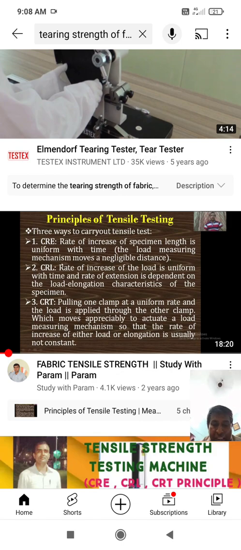tongue tear tester. So we have talked about in our book just 10 minutes back that there are two methods. One is trapezoid test and the other one is tongue tear tester. So single rip test method is also known as tongue tear tester, and so we have seen tongue tear tester, which is D2261. So here you can see here.